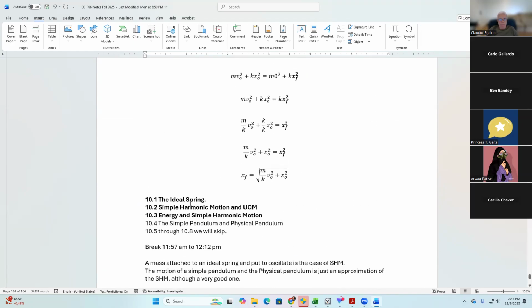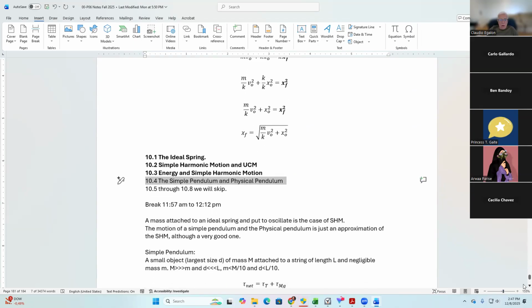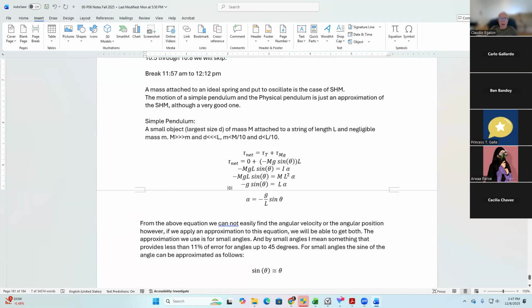Ideal spring, simple harmonic motion. Did I do the simple pendulum as well, or did I just give you the result? Oh yeah, I did the simple pendulum as well.